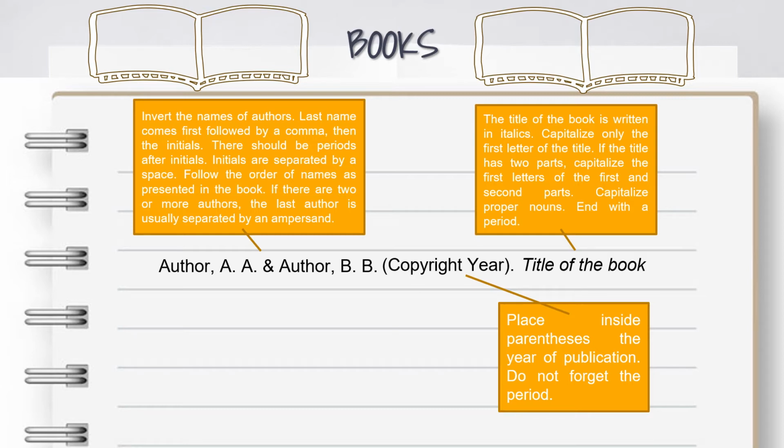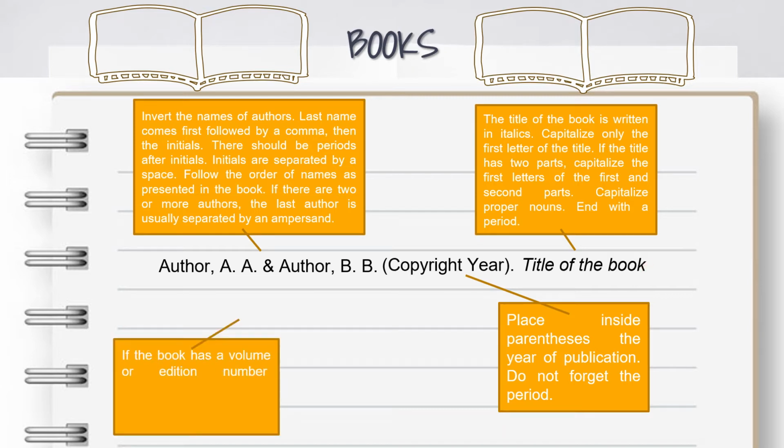Capitalize again the proper nouns and end it with a period. Okay, there should be a period here. Okay, next, if the book has a volume or edition number, include it in parentheses after the title of the book. Edition is written as ed or ed.